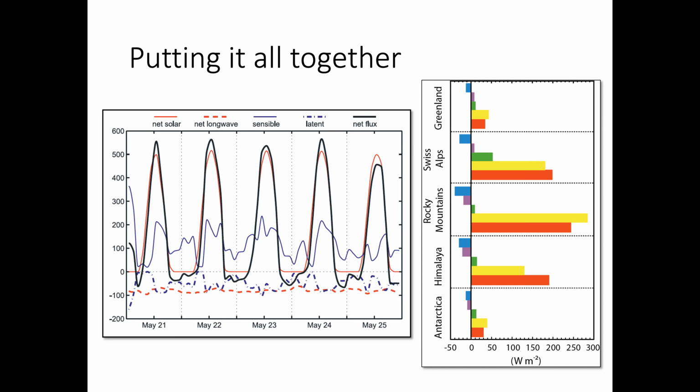On the right are some summaries of different locations showing energy fluxes over a day. The red bars show the net flux, and the yellow bars show the net solar radiation, with the other color bars showing the other energy components. The areas in the mid-latitudes with lots of sun, including the Alps, the Rocky Mountains, and the Himalaya, show that the energy balance is mainly driven by net solar radiation. Even near the poles in Greenland and Antarctica, solar radiation is the most important.